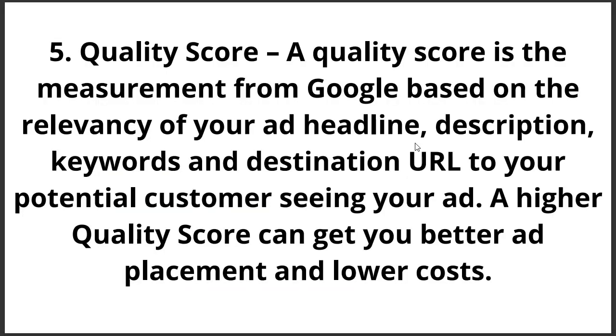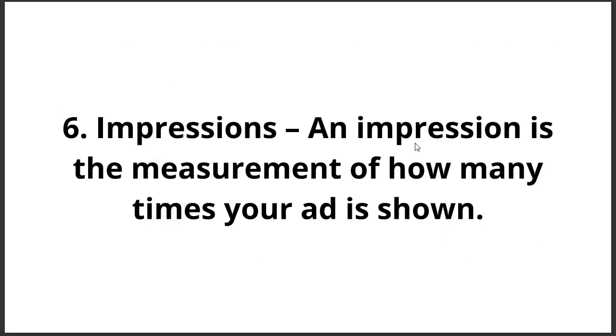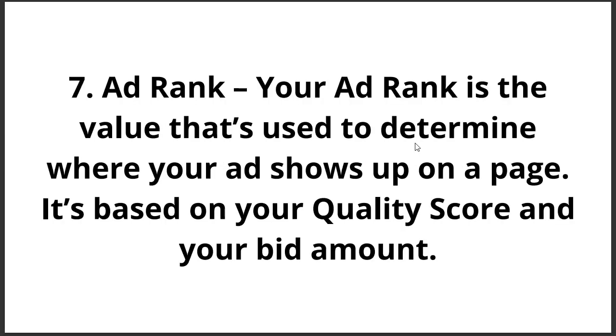And then comes quality score. A quality score is a measurement from Google based on the relevancy of your ad headlines, description, keywords, and destination URL to your potential customers seeing your ad. A higher quality score can get you better ad placement and lower costs. Then come impressions. An impression is the measurement of how many times your ad is shown. Ad rank: your ad rank is the value used to determine where your ad shows up on a page. It's based on your quality score and your bid amount.